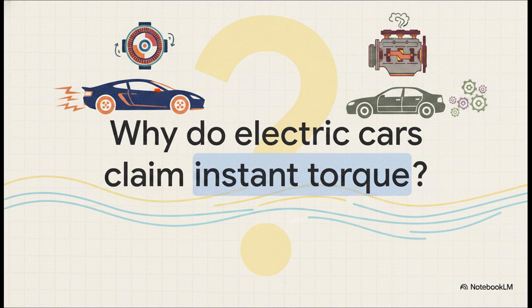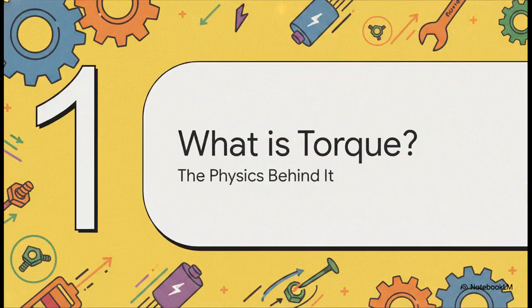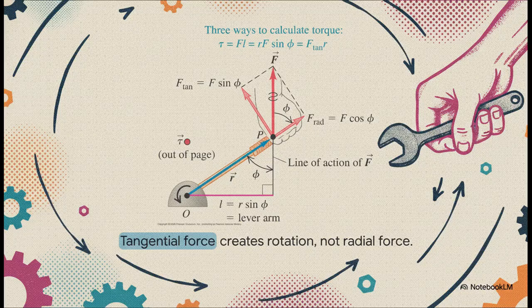Well, to figure that out, we gotta go back to the basics. Section 1. Torque आखिर है क्या? Okay, before we get to the blazing speed of electric motors, we absolutely need to break down the textbook physics. Think about turning a tight wrench. When you apply force to turn something around a pivot point, that rotational effect, that's torque.